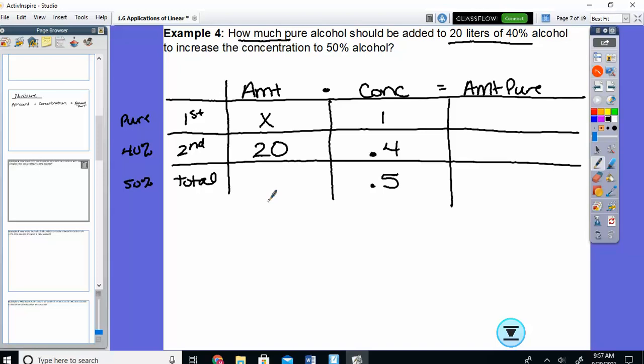What I do anytime I get stuck is I go back and I think about numbers. So let's pretend if I had 30 liters of the first one and 20 of the second one, how much do you have in the total? 50. How did you get that? Add them. So if I have x of the first and 20 of the second, then we have x plus 20 in the total.